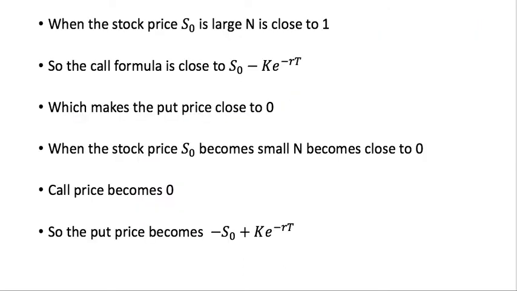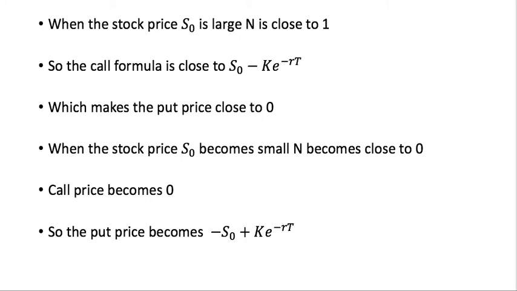So here's some intuition that you can obtain from the function itself. When our stock price S0 is large, we obtain values within the parentheses, in our case D1 and D2, that are very large, which means that the probability to the left of those values is essentially 1. So our call formula is going to reduce down to S0, our initial price, minus our strike price times e to the negative RT, which makes our put price essentially 0.